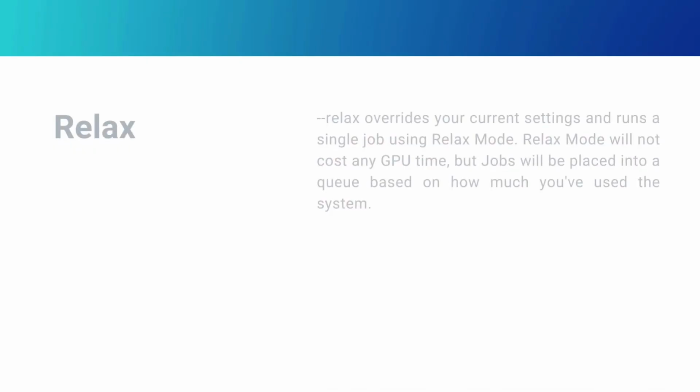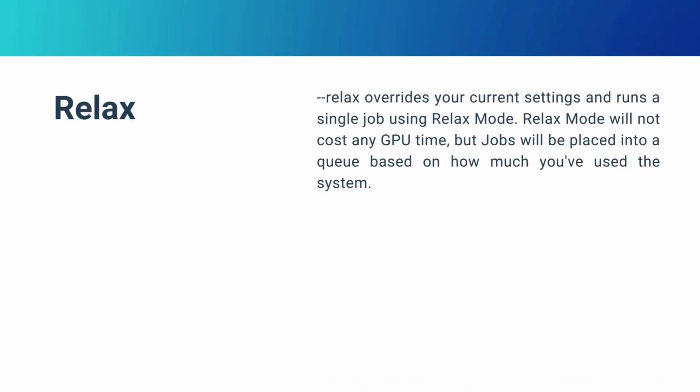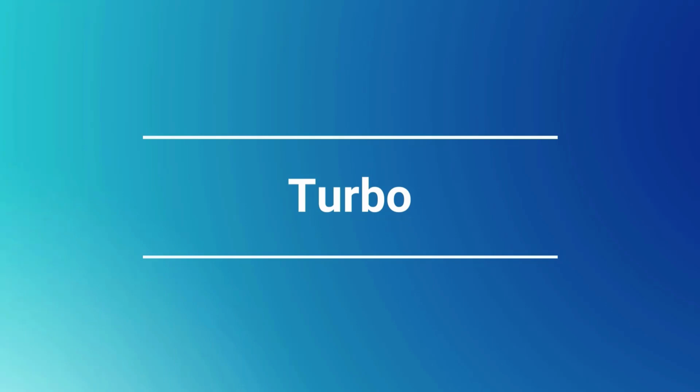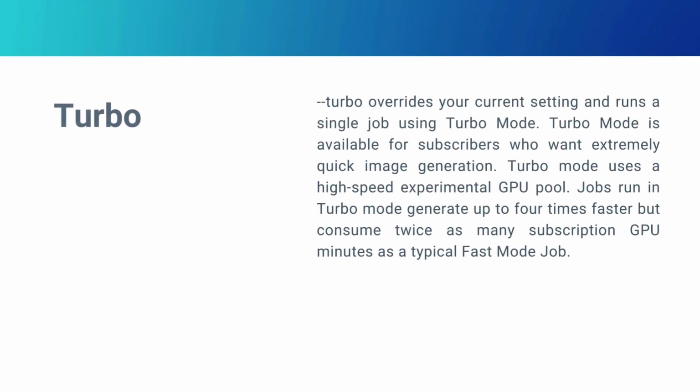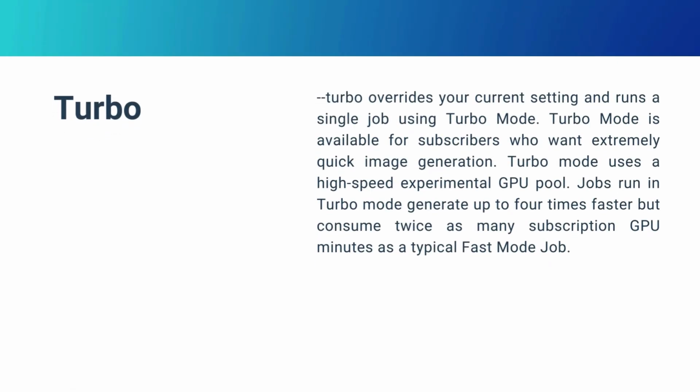--relax. Relax overrides your current settings and runs a single job using relax mode. Relax mode will not cost any GPU time, but jobs will be placed into a queue based on how much you've used the system. --turbo. Turbo overrides your current setting and runs a single job using turbo mode.